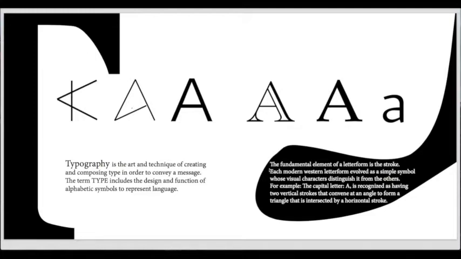The fundamental element of the letterform is the stroke. The modern Western letterform developed as a simple symbol with visual characteristics distinguishing it from the others. For example, the capital letter A is recognized by having two strong diagonal strokes converging at an angle to form a triangle.